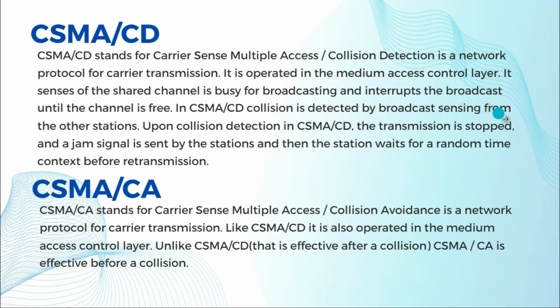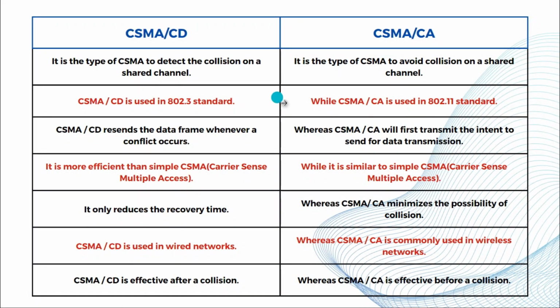Now moving on to the next, we will see the difference between CSMA/CD and CSMA/CA. CSMA/CD is a type of CSMA that detects the collision on the shared channel, right? And CSMA/CA is a type of CSMA that avoids the collision on the shared channel.